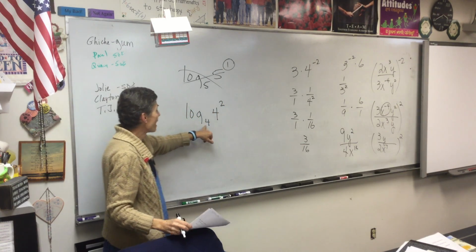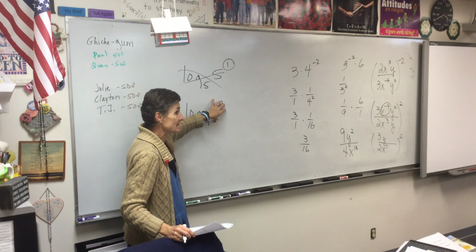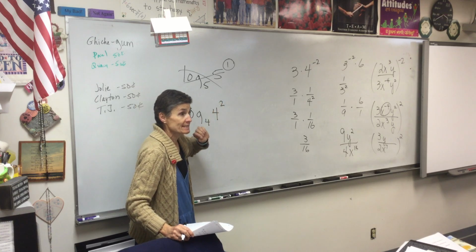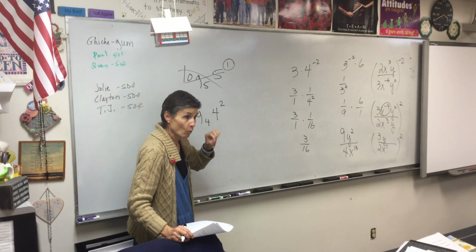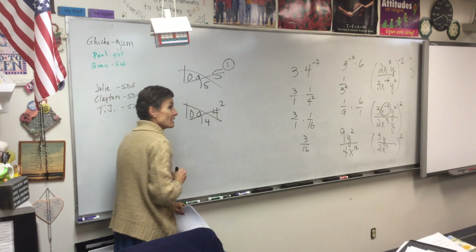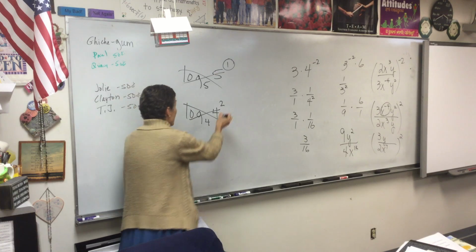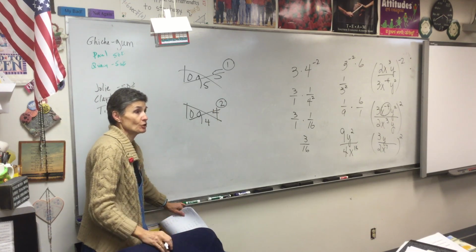I want to match these numbers. So instead of having a 16 here, I'm going to write 16 as 4 squared. Because as soon as these numbers match, they're back to back, they cancel, and the answer is 2.